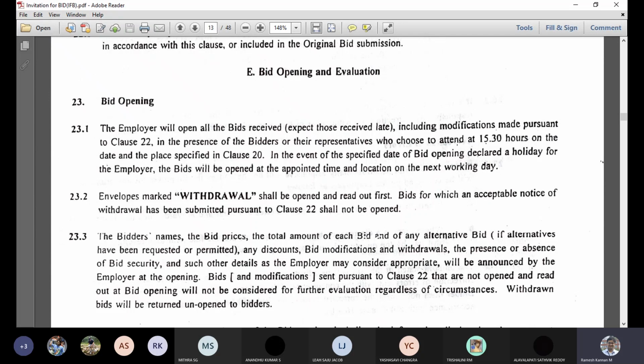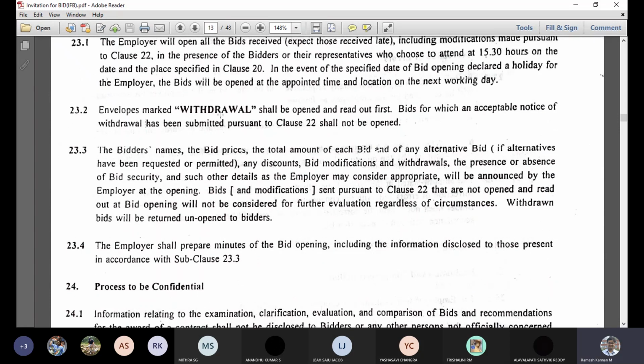Right, so if an unexpected holiday or something like that happens, they will have the bid evaluation process on the next working day. And whichever has got the mark called withdrawal. You remember in the previous case we talked about withdrawal from the bidding, in case they find a cover with a bid proposal, and on the cover it is mentioned as withdrawal, that will be opened first, and then read out that they are withdrawing from the nomination or withdrawing from the participation, right?